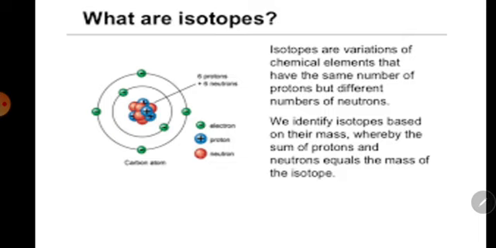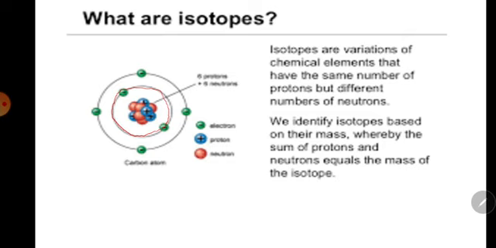Now, this circular path is called an orbit or shell, in which electrons rotate. The path around the nucleus along which electrons can rotate around the nucleus is called a shell or orbit.